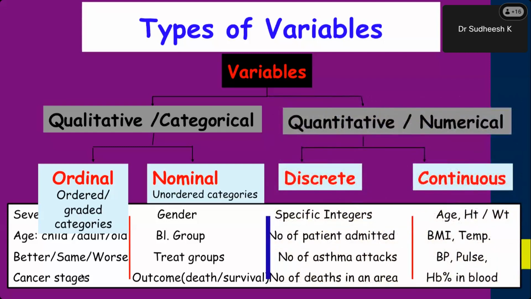On the other hand, we have something called quantitative or numerical data. These data are represented in the form of numericals or integers, and they are further classified into discrete or continuous. Now, what do you mean by discrete? Discrete are the ones which are specific integers without any decimals in place. For example, number of patients admitted today, number of asthma attacks per year, number of hospital admissions per year, number of deaths in that particular area. Here you cannot mention the number of patients admitted as 38.5, isn't it? It's either 38 or 39. There are no in-between numbers. So these kinds of things are known as discrete data.